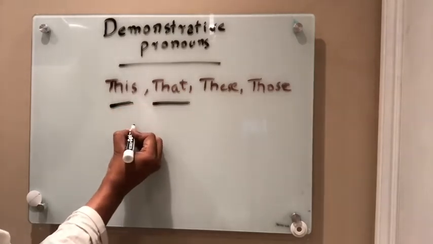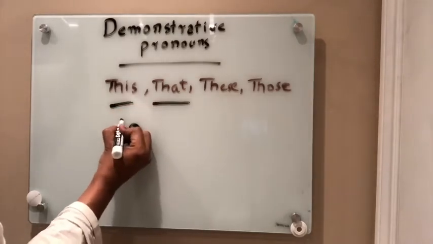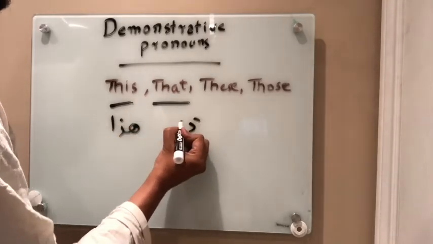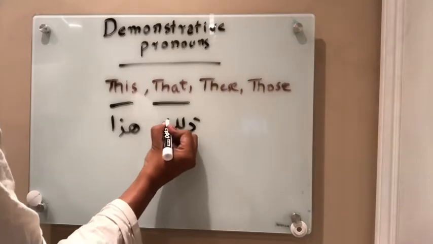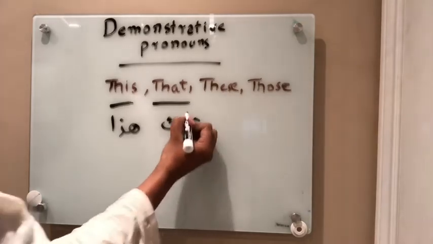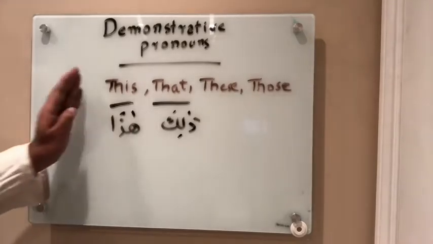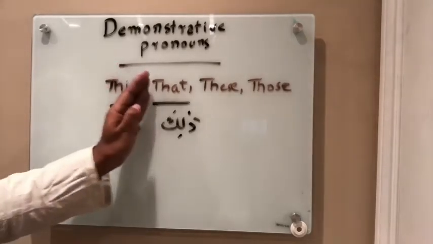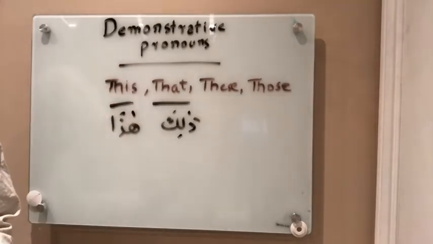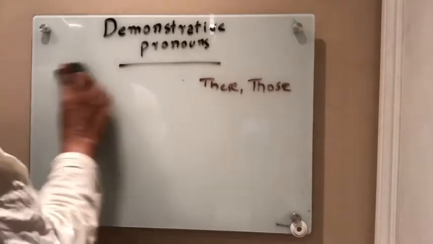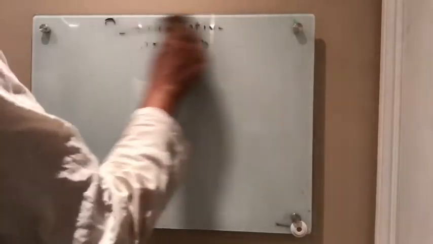This in Arabic is called hada, and that is dhalika. Okay, hada and dhalika. This is hada, that is dhalika. Okay, now let's quickly analyze a couple of examples of hada and dhalika in the Quran.